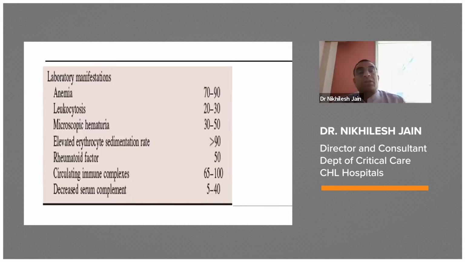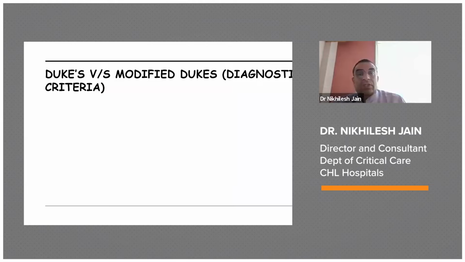Now, these are certain lab manifestations which you can see on further testing. You can get anemia in these patients up to the tune of 70 to 90%, leukocytosis in 20 to 30%. These patients may have microscopic hematuria on urine routine. You can get elevated ESR in more than 90%, a positive rheumatoid factor in 50%, circulating immune complexes in 65 to 100%, and a decreased serum complement level in 5 to 40% of these patients.